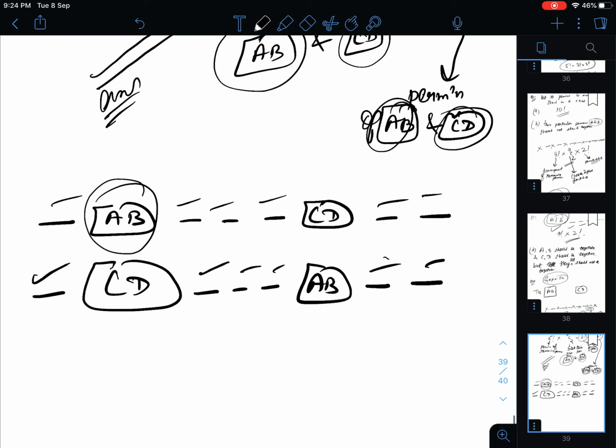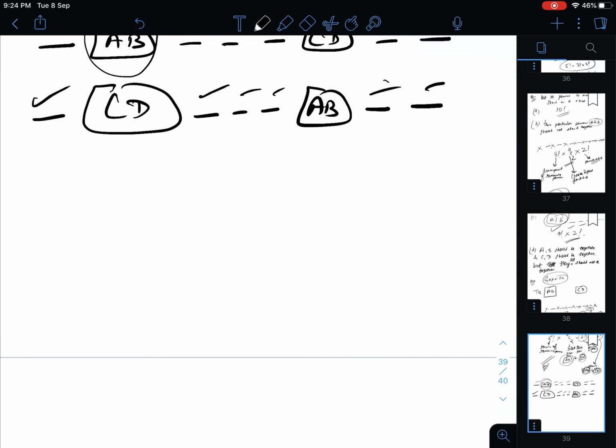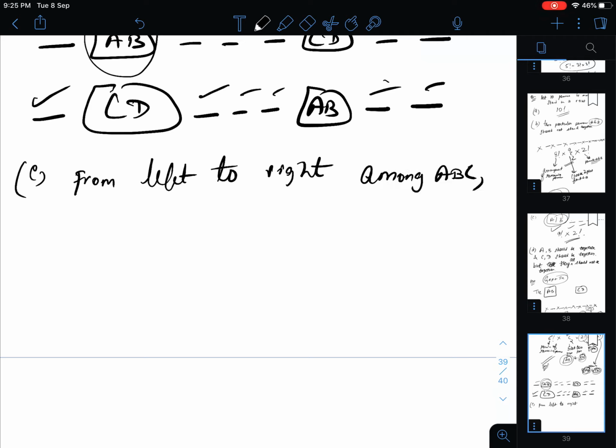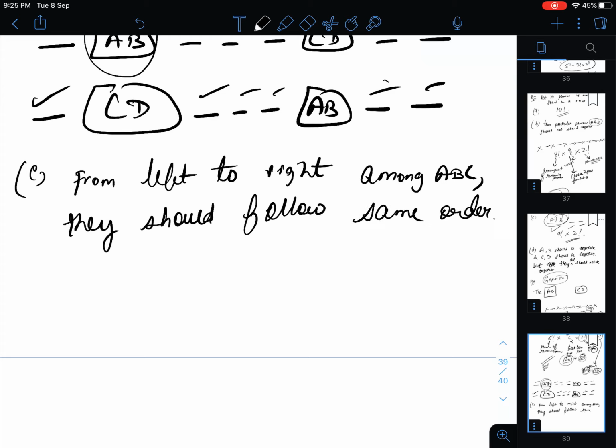Okay. Now suppose I ask that from left to right, among ABC, they should follow the same order. Now the immediate tendency of students is to do the following.